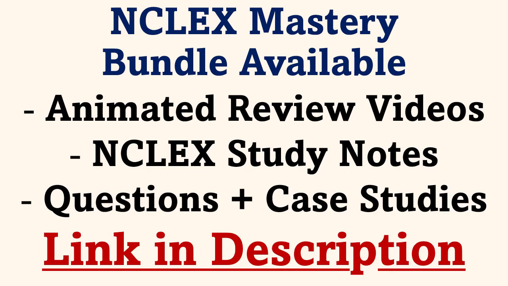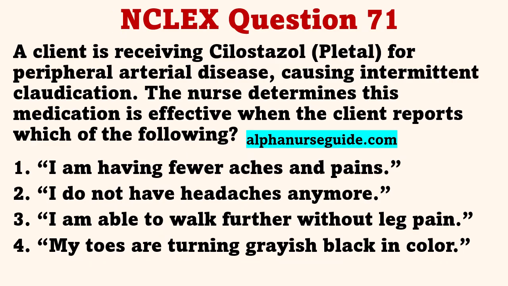Back to the questions. A client is receiving cilostazol for peripheral arterial disease causing intermittent claudication. The nurse determines this medication is effective when the client reports which of the following? 1. I am having fewer aches and pains. 2. I do not have headaches anymore. 3. I am able to walk further without leg pain. 4. My toes are turning grayish-black in color.